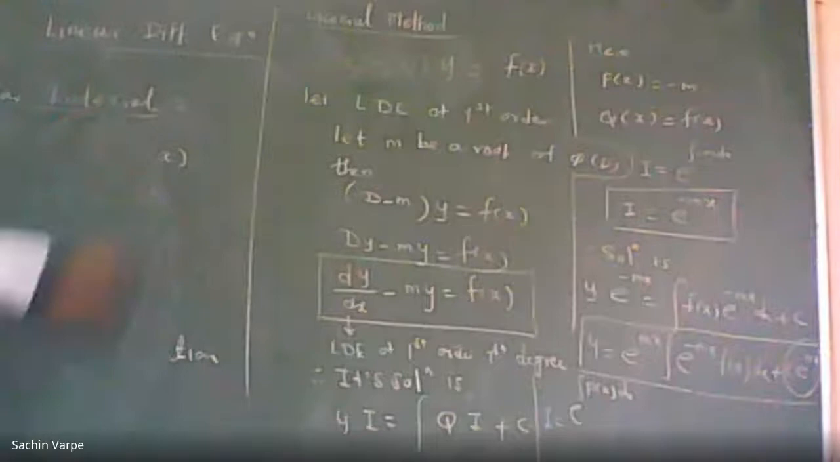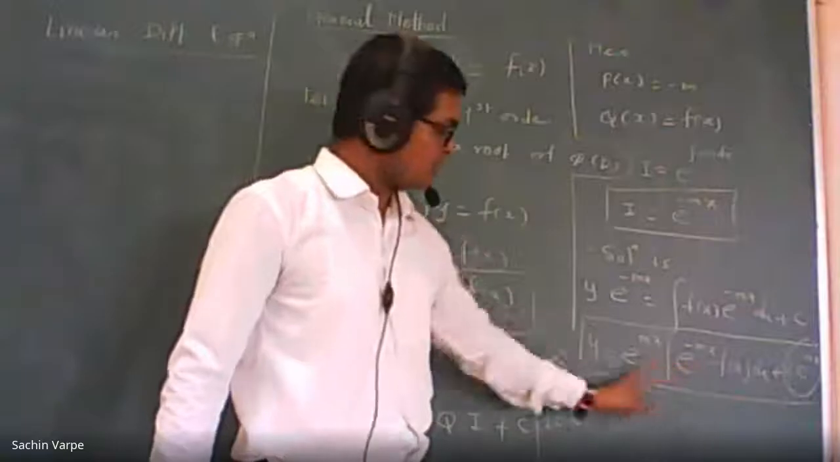Of particular integral by general method. Sir, can we reduce that formula? Y is equal to integration f of x only. This formula, how to reduce further? E raised to mx and e raised to minus mx, they get cut. So can we write them as one integration?